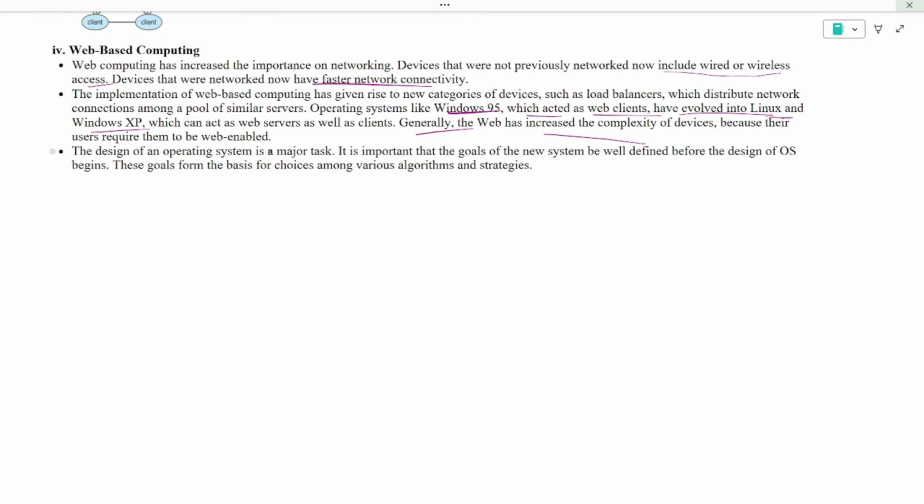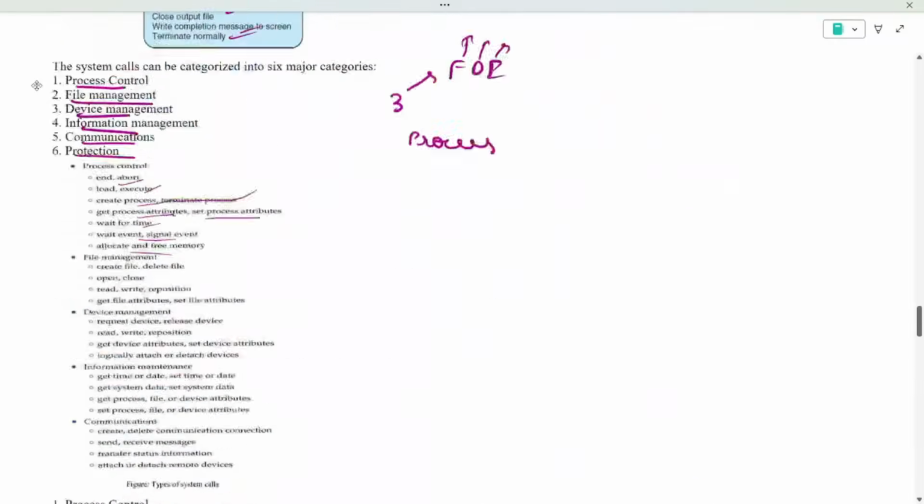The design of an operating system is a major task. It is important that the goals of the new system are well defined before the design of the operating system is done. Various algorithms and strategies will be used. The goals form the basis for the choice of these. Now again, I hope you got this.